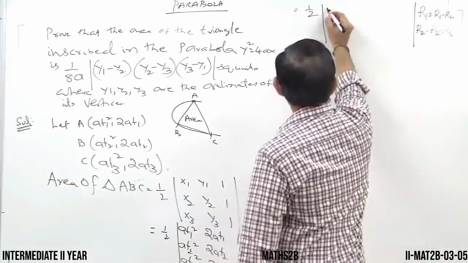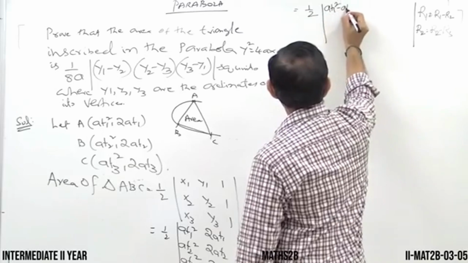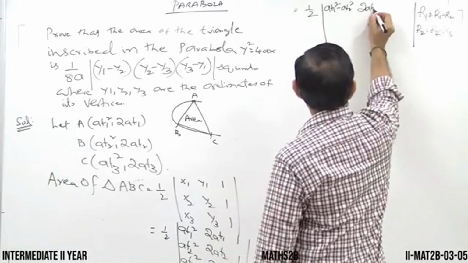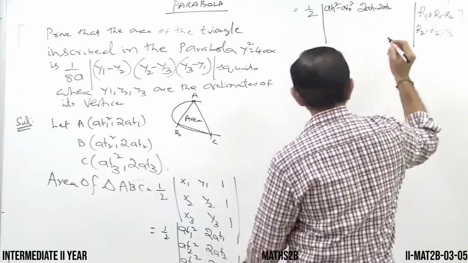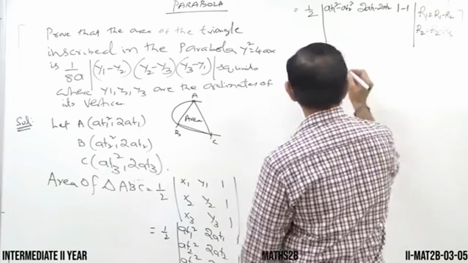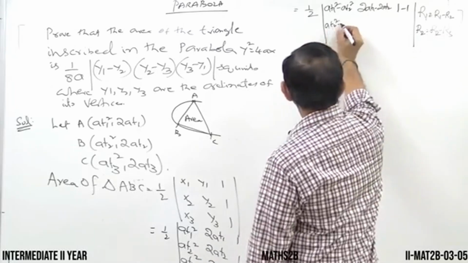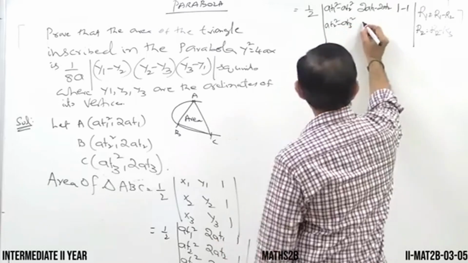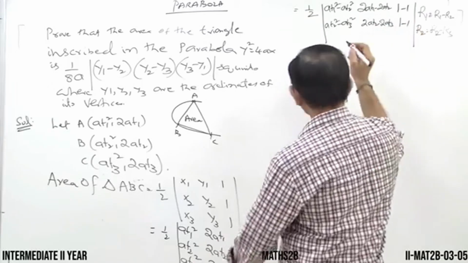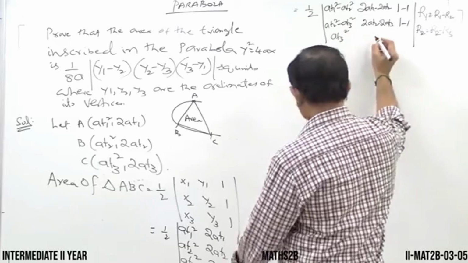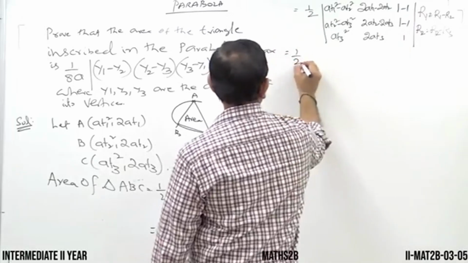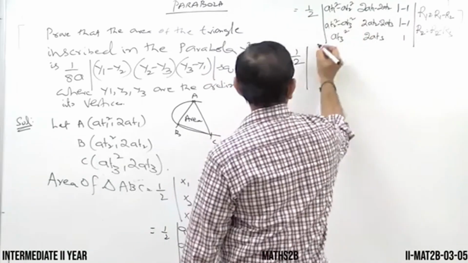So this is at1 square minus at2 square. Next, 2at1 minus 2at2, and this is 1 minus 1. Similarly, R2 minus R3: at2 square minus at3 square, next 2at2 minus 2at3, and this is 1 minus 1. The third row you write as it is, that is at3 square, 2at3, and 1. So now this is equal to 1 by 2 into, from these two you can take a common.